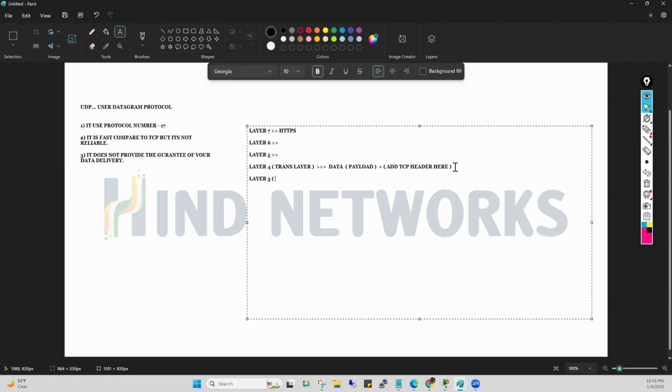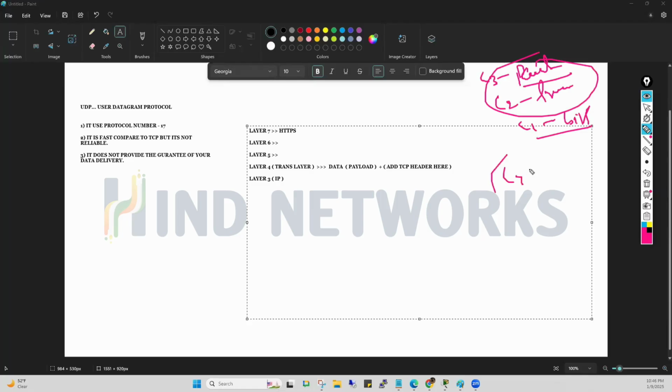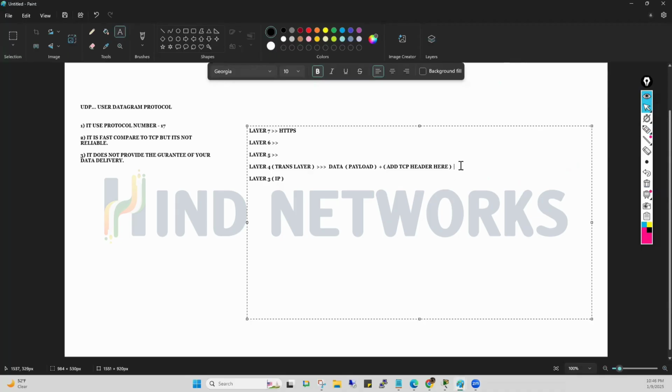At layer number 3, which protocol is there? IP protocol is there. In previous class, I told you, if you remember, at layer number 3 your data is called packet. At layer number 2, your data is called frame. And at layer number 1, that is called bits. So please remember, at layer number 4, your data is called segment. Don't forget. Understand, everyone?